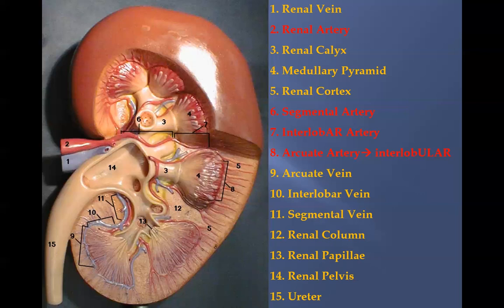So just like this, the vein starts. This is the arcuate vein, then the interlobar vein, then the segmental vein, and finally the renal vein. Then we have the renal column, this one. And this renal column typically holds the paramedullary column. Then we have the renal papilla. So all the tubules converge here and collect urine here. And then we have the renal pelvis and ureter. So this is the basic fundamental structure of it, right?